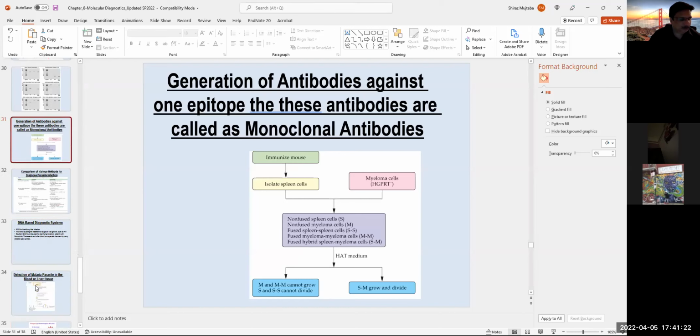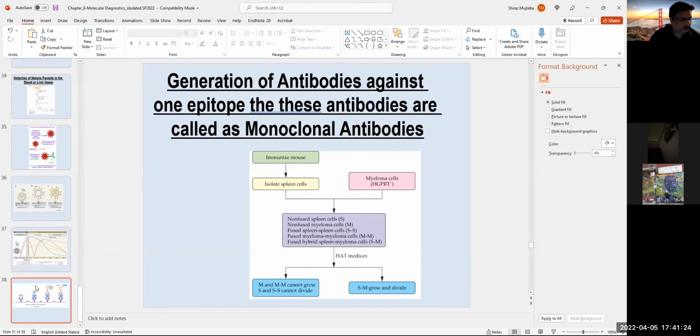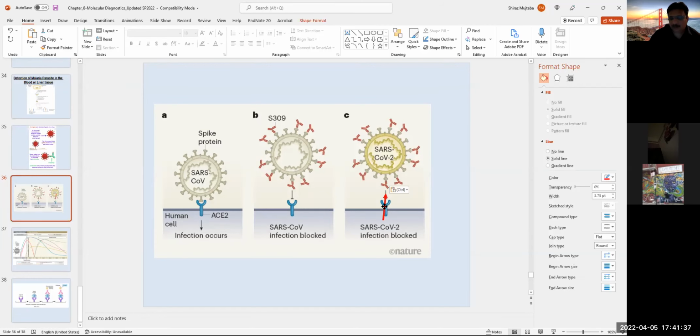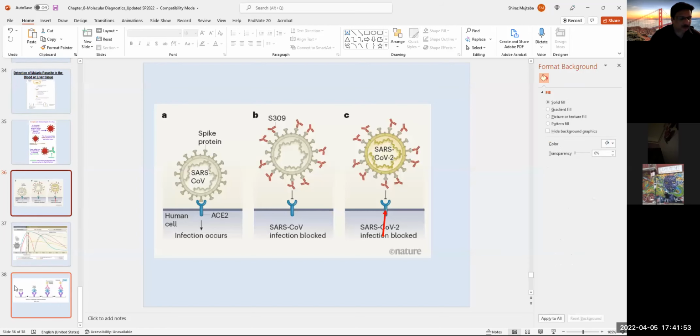And so, we talked about the role of monoclonal antibody in blocking COVID-19 infection, because these monoclonal antibodies will intercept the viral entry. So this monoclonal antibody to spike protein will bind to the spike and not let spike protein bind to the cellular receptor, and hence block the infection.